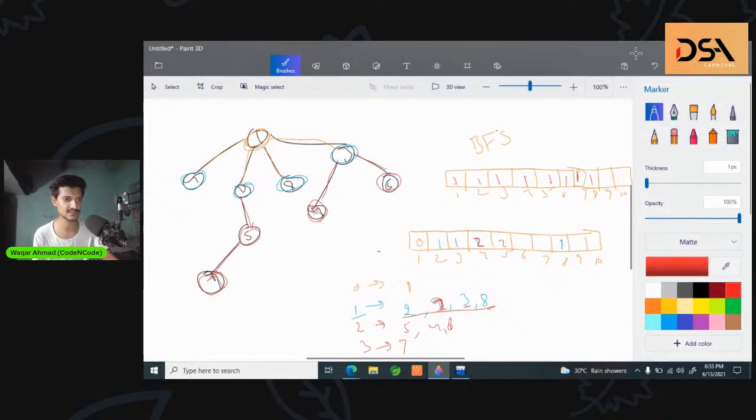Either this is 9 or that is 9. Sorry about that. So the basic idea is, first of all, find out node at distance 0. That will be your root itself. Okay? This will be at distance 0.